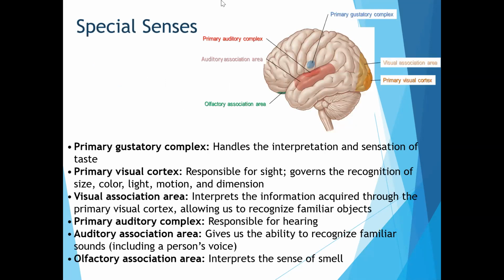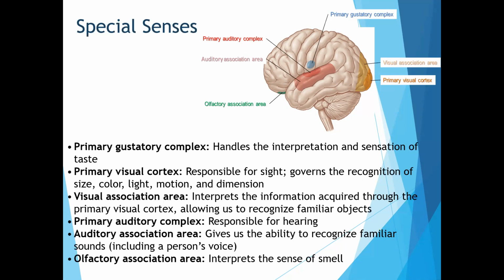We have a few areas of the brain that are specifically dedicated to our special senses. We have a primary gustatory complex. Remember, gustation equals taste, so that's the area of the brain dedicated to taste. We have a primary visual cortex in our occipital lobe. If you remember, that occipital lobe in the posterior portion of the brain is our vision center, so that has our primary visual cortex as well as our visual association area.